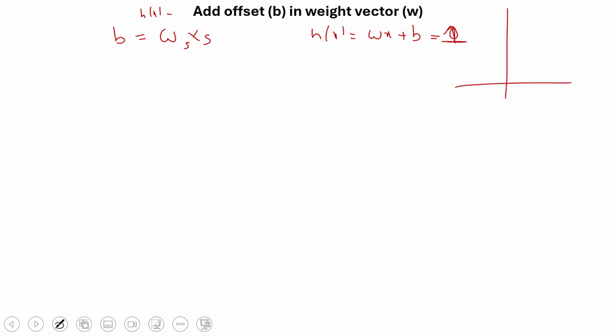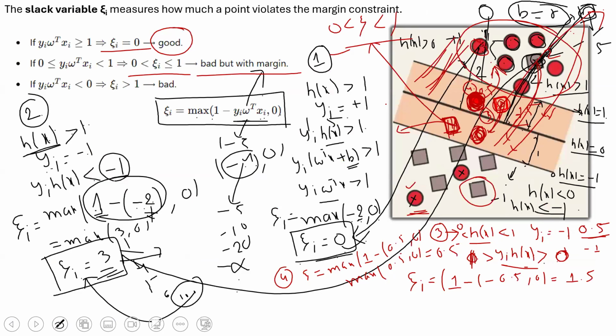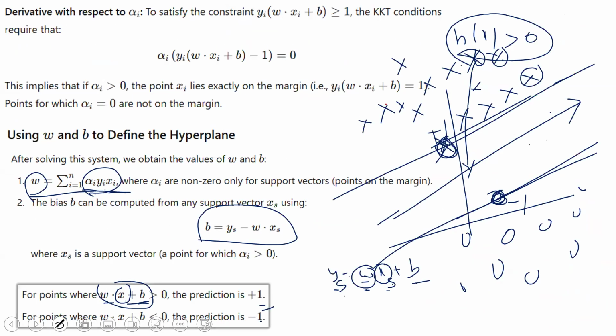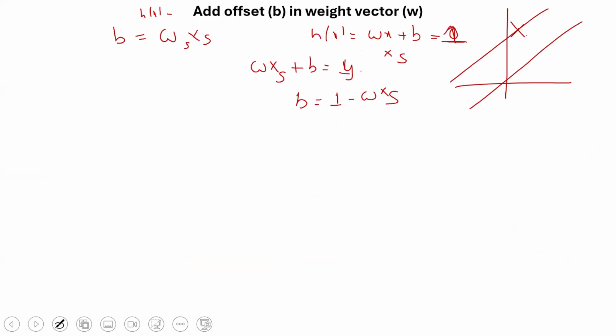You're trying to find out b by taking the support vector, when the support vector is xs, and you know w into xs plus b is equal to 1. So you're trying to find out b by 1 minus w into xs. This is how you're trying to find out the b value, right? So I have shown you calculating the b value in one of the slides. Ys, so this ys is the class of that. So this is ys minus wx. One is the class, so this becomes ys. That is how you calculate the value of b.